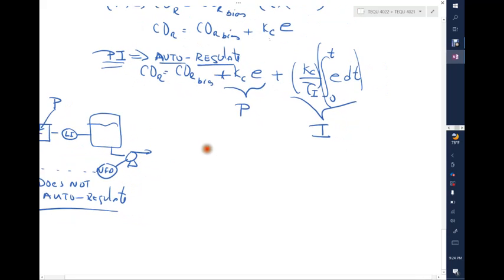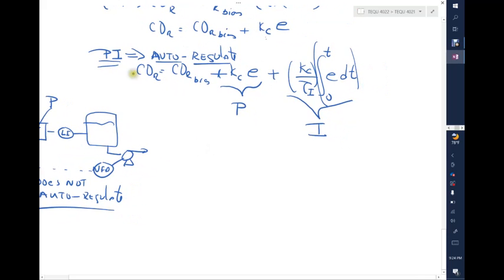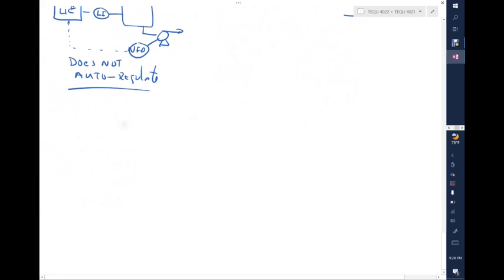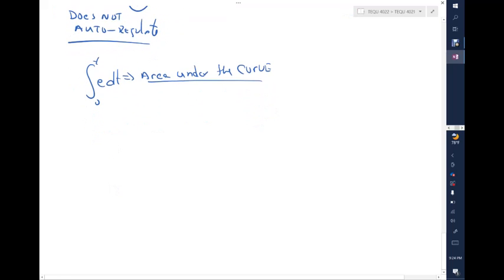Now, how do we apply this equation? First of all, let's understand this integral part, what that integral part means. The integral of the error dt from 0 to t is actually what we call the area under the curve. How do you work with that? Oh, very simple. This is what I'm saying.